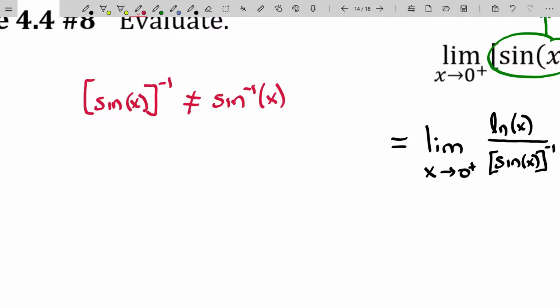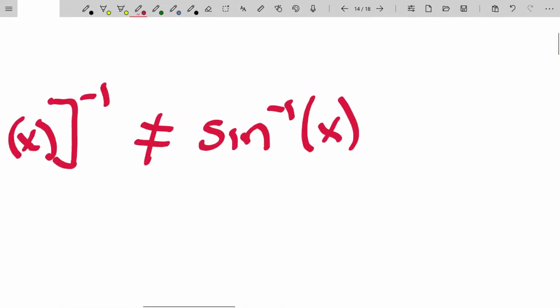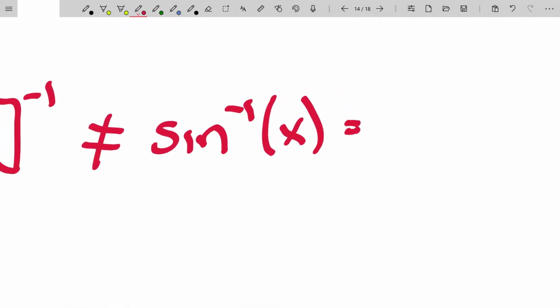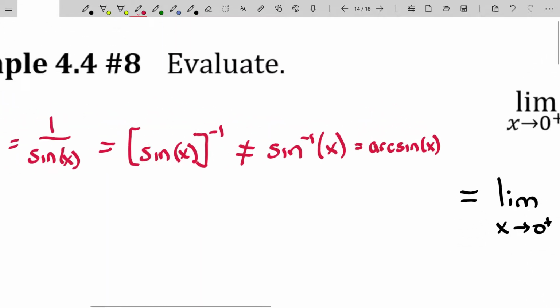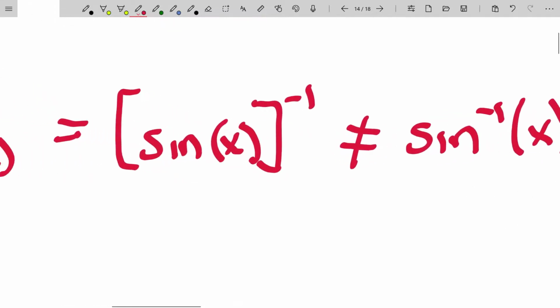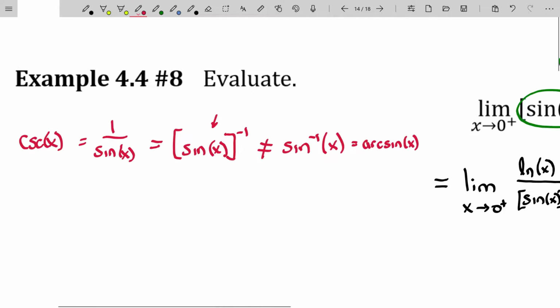Sine of x to the negative first is 1 over sine of x, which, by the way, is the cosecant. This is the arcsine. It's just a really bad notation for the arcsine, but it is the arcsine. So just letting you know, that exponent on this expression is not this. That's not even an exponent on the right-hand side. It's a notation.